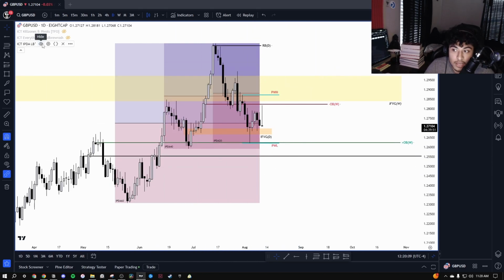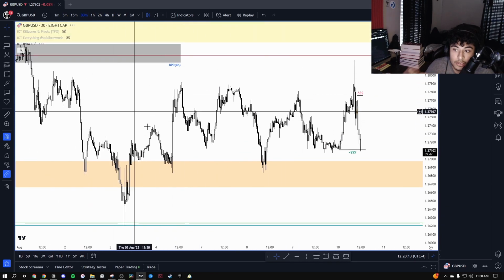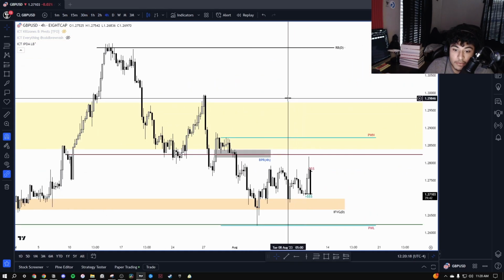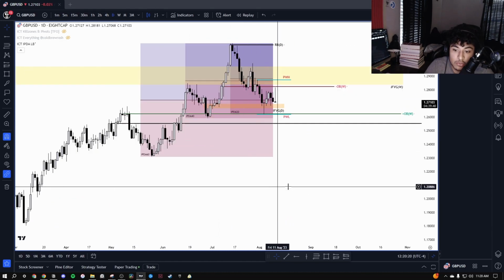So this indicator can be very powerful if you are using it on the higher time frame. If you go to the lower time frames, it won't show. This one is mainly for higher time frame. If you are a swing trader or a position trader, then this one will be very powerful for you.